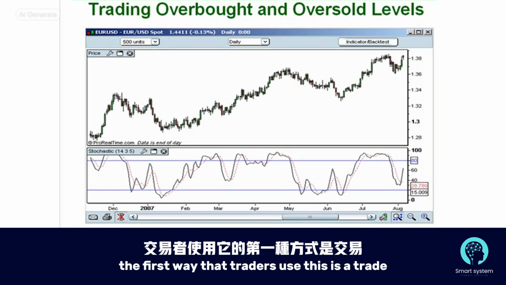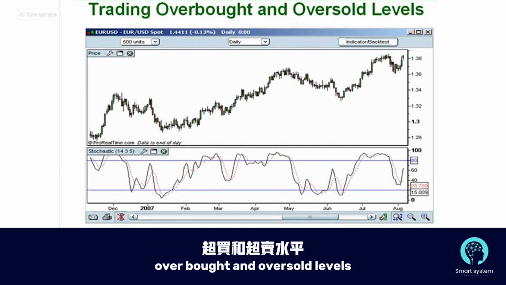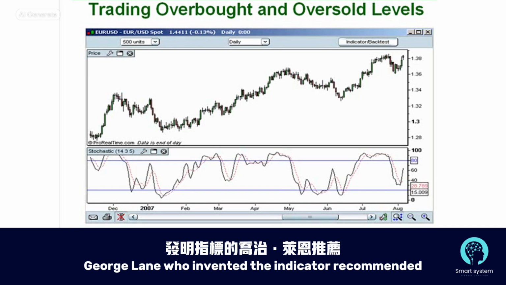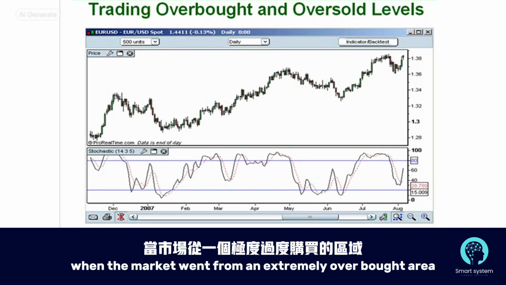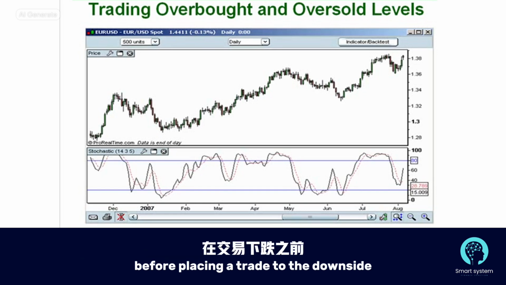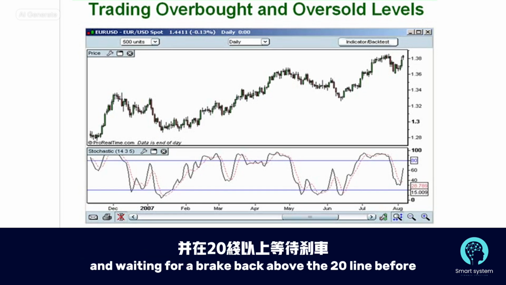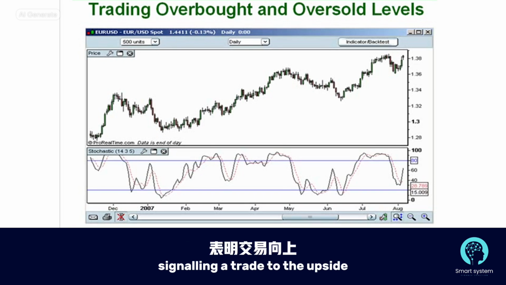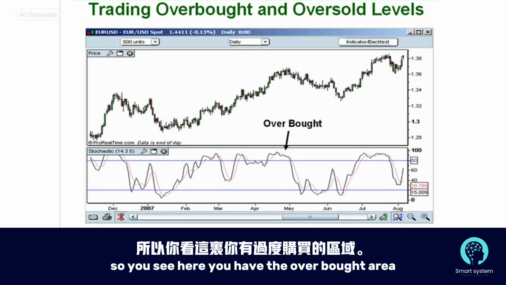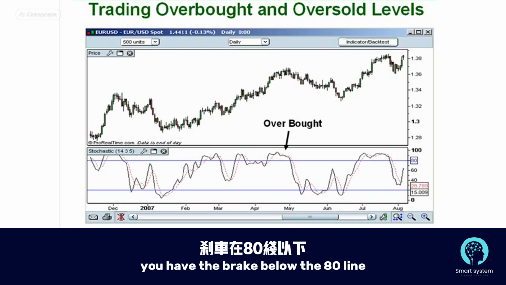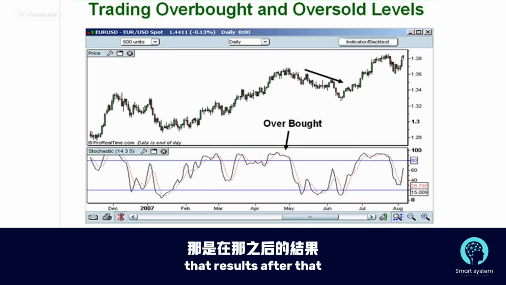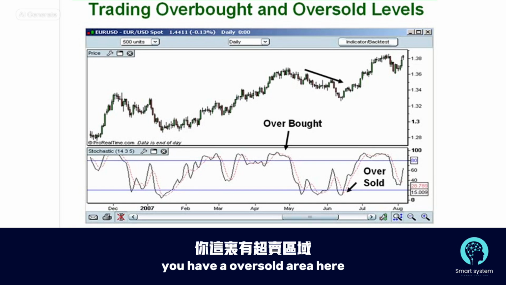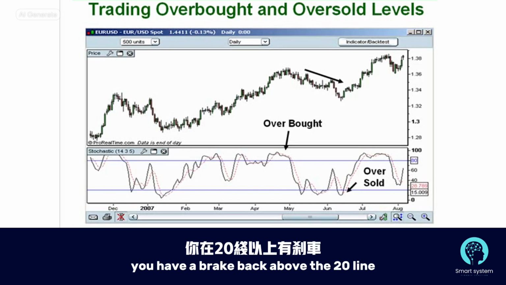The first way that traders use this is to trade overbought and oversold levels. George Lane, who invented the indicator, recommended waiting for a cross back below the 80 line when the market went from an extremely overbought area before placing a trade to the downside, and waiting for a break back above the 20 line before signaling a trade to the upside. So you see here you have the overbought area, you have the break below the 80 line, and then you do have a sell-off that results after that. You have an oversold area here, you have a break back above the 20 line, and then you have a rally again.